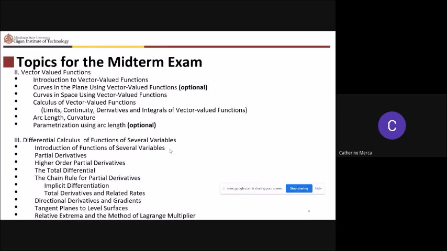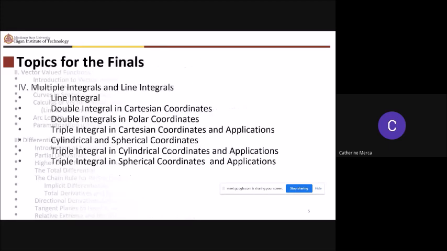Medyo mahaba yung midterm. I'm going to divide it into 3 parts later on. So we're going to discuss the first part. And then, for the finals, included na rin dito nakasulat. So you can just take a look at this one later on. Okay? When we go to our final topic.